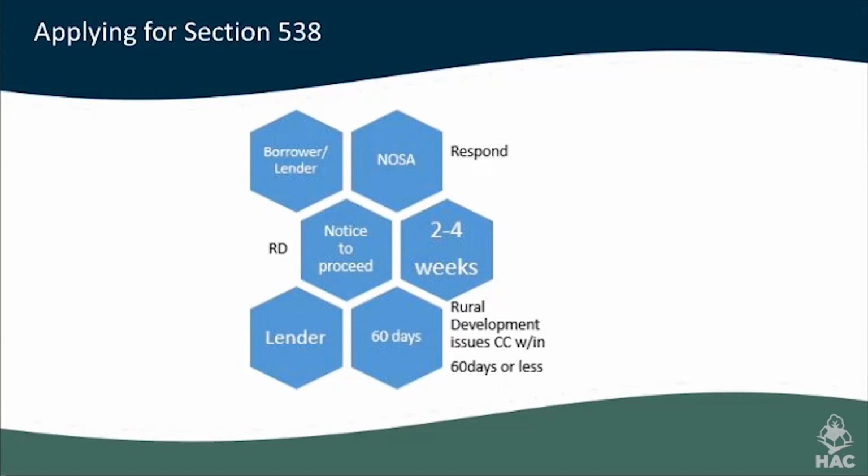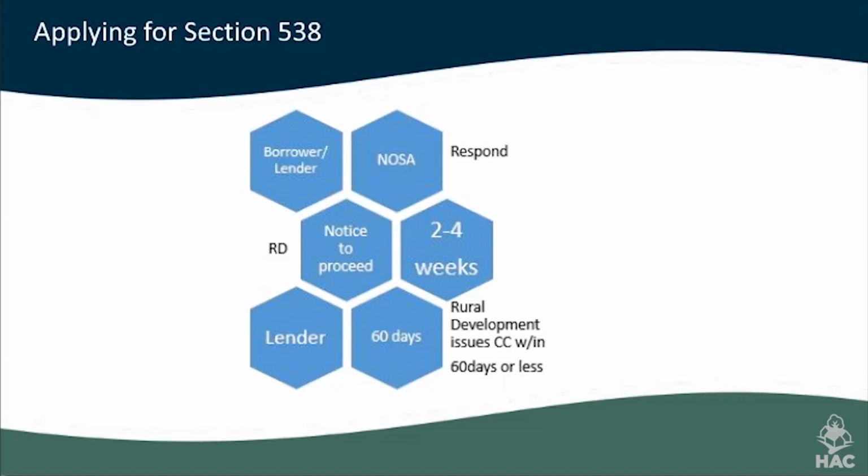So what's the process? You're interested in applying for a Section 538 as part of your project loan and part of your development. These loans are submitted through an approved lender. The lender is going to develop the application for you, and they're going to submit it to the RD state office in whichever state you're working in. All of the communication goes through the RD office.